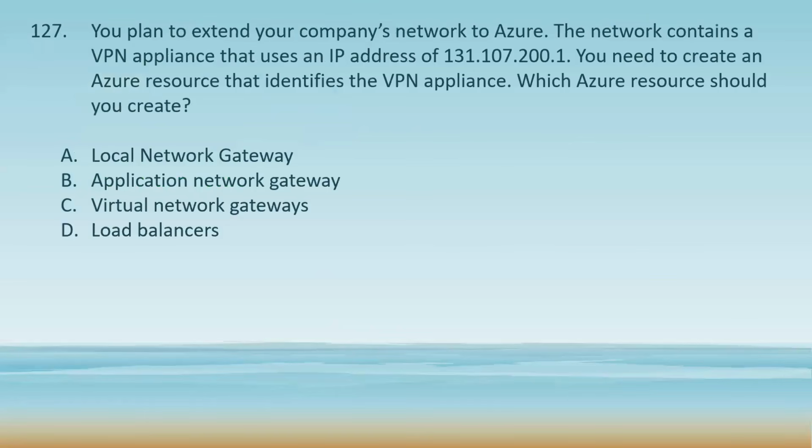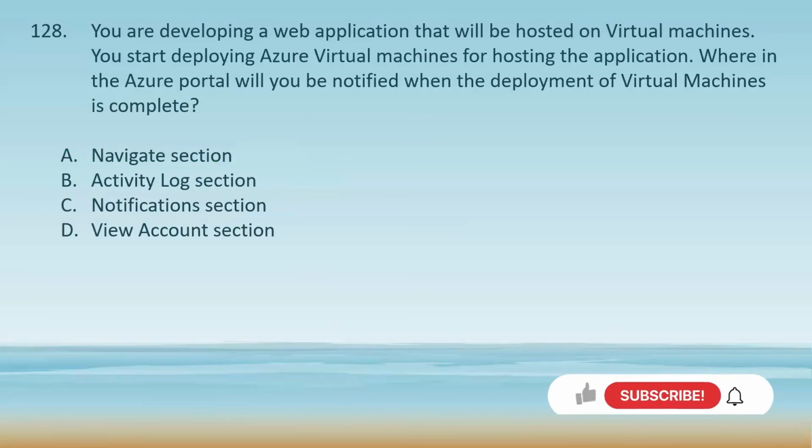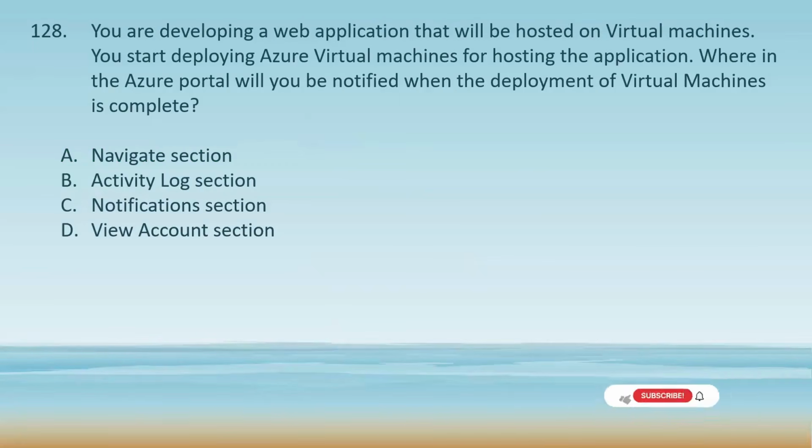Next question. You plan to extend your company's network to Azure. The network contains a VPN appliance that uses an IP address of 131.107.200.1. You need to create an Azure resource that identifies the VPN appliance. Which Azure resource should you create? Your options are local network gateway, application network gateway, virtual network gateways, load balancers.